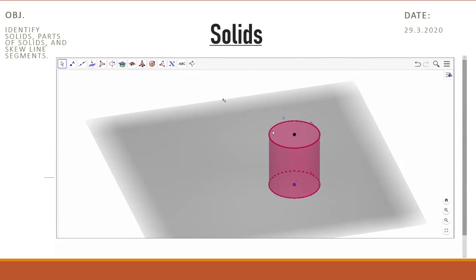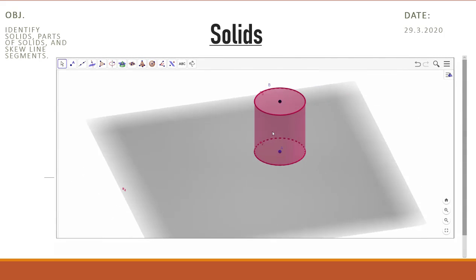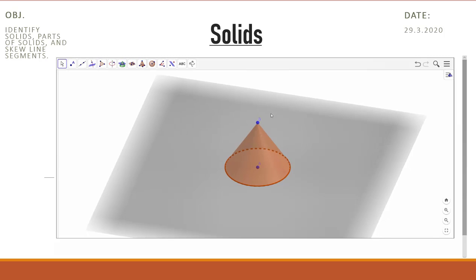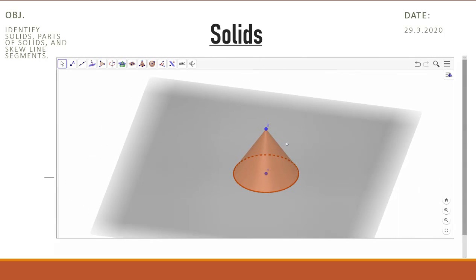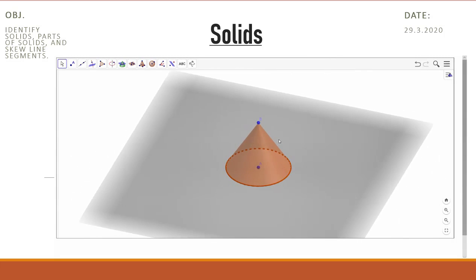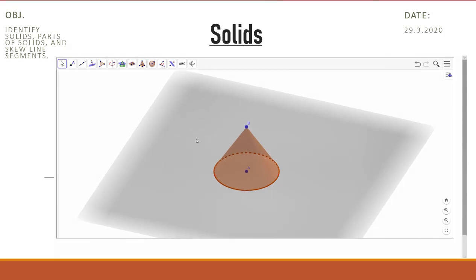A cylinder is a solid with two bases that are parallel congruent circles. A cone is a solid with exactly one circular base and one vertex. A polyhedron is a solid whose faces are polygons. Of the solids that we were talking about, only prisms and pyramids are polyhedrons.